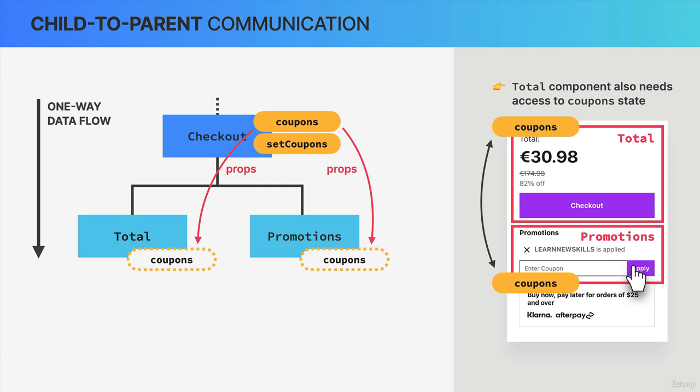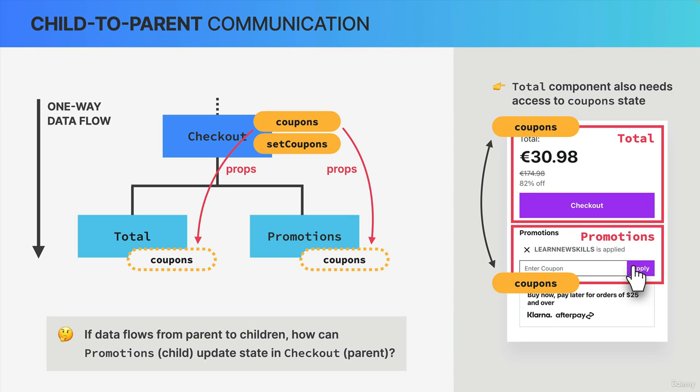But as you know, we cannot mutate props. So that's one of the hard rules of React. So what we're asking here is, if we have one-way data flow, so if data can only flow from parents to children, then how can the child component promotions update the state that lives in the parent component checkout? Well, actually, the solution is quite simple. All we have to do is to also pass the setCoupons function down as a prop to the components who need to update the state.